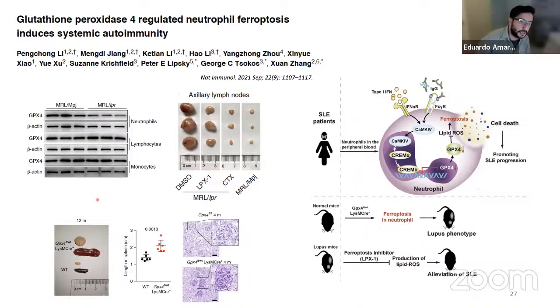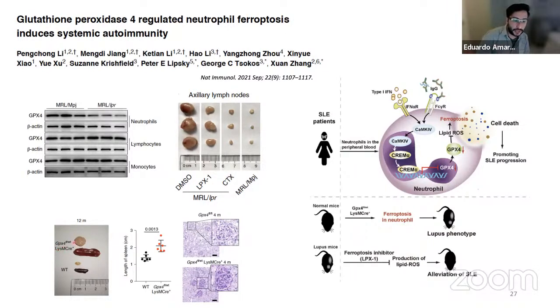So next they decided to look at, in normal mice, if we deplete GPX4 in neutrophils, what happens? They used a weird approach, which is not specific to neutrophils. They used this Cre system in which they crossed GPX4 flox animals with LysM-Cre, which depletes GPX4 in the myeloid compartment, including neutrophils.